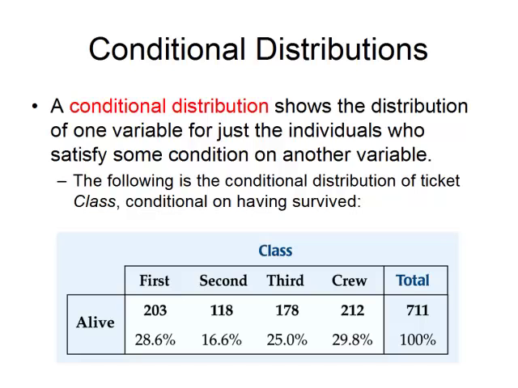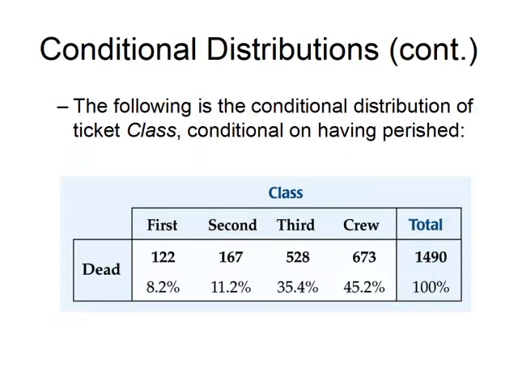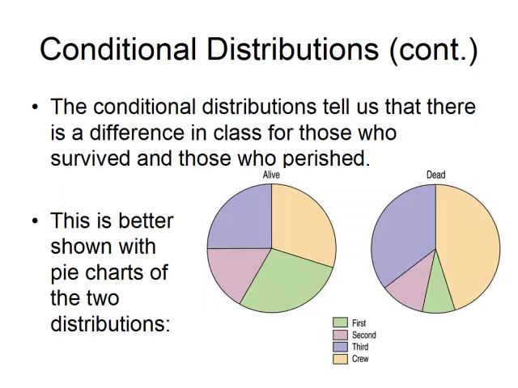The following is the conditional distribution of ticket class conditional on having survived. The following is the conditional distribution of ticket class conditional on having perished. The conditional distributions tell us that there is a difference in class for those who survived and those who perished. This is better shown with pie charts of the two distributions.